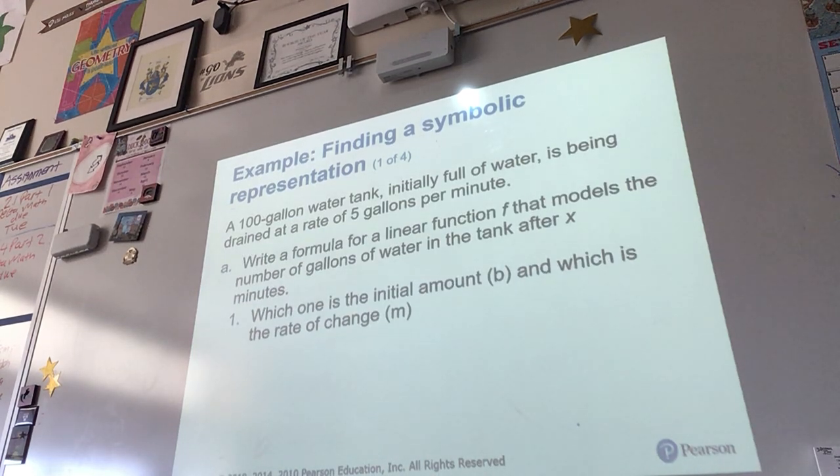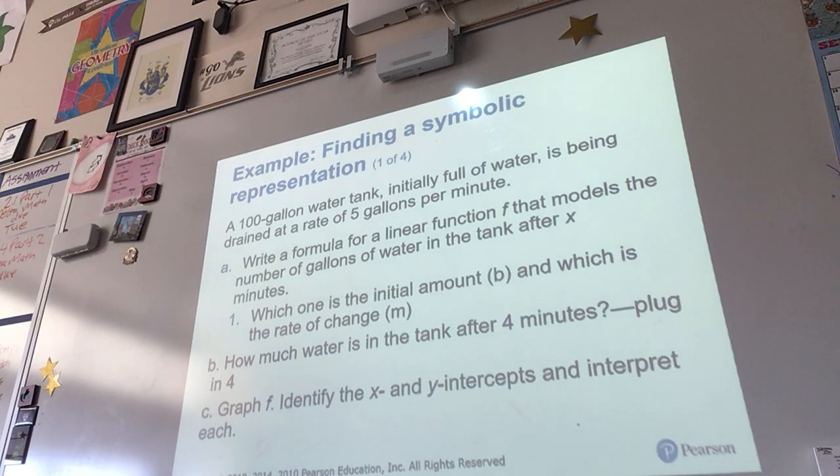Here is an example of one of those problems. There's a tank, it has 100 gallons in it. And every minute, 5 gallons is drained out of the tank. Okay? So 5 gallons a minute is the drainage rate, and 100 gallons is what we are starting with. Okay? It's got a couple questions for us.